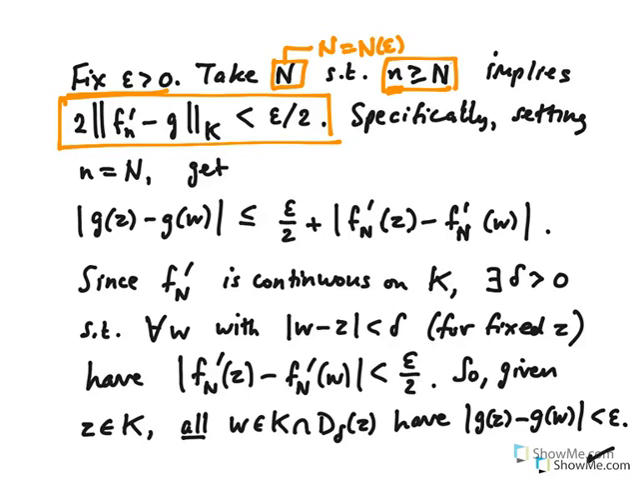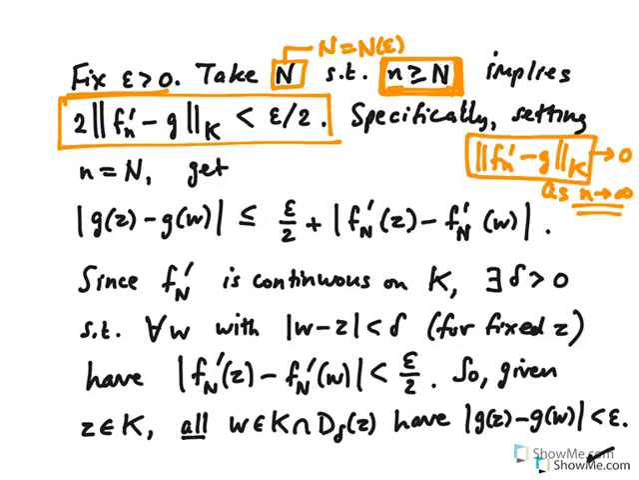I know that that's possible to find because we have assumed that the K norm of this difference goes to 0 as n goes to infinity. So basically what that means is that by taking n large enough, beyond some cutoff point, capital N, I can make this K norm as small as I please. And I want to make it less than epsilon over 4. See, I have this extra factor of 2 here. But by making that K norm come out less than epsilon over 4, I can multiply by 2 on both sides, and I get this inequality.